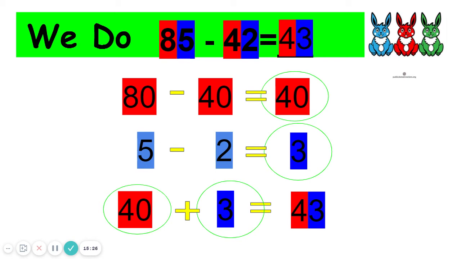I can check myself again using the inverse operation. I'm going to use addition, and I'm going to start right here. I can start with my tens place. 40 plus 40 is 80, and 2 plus 3 is 5. So 80 plus 5 is, yes, I got it right. It added up to 85.